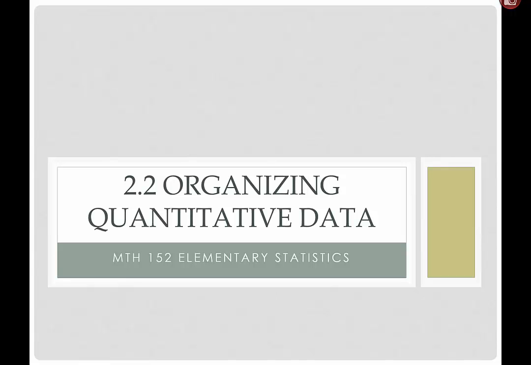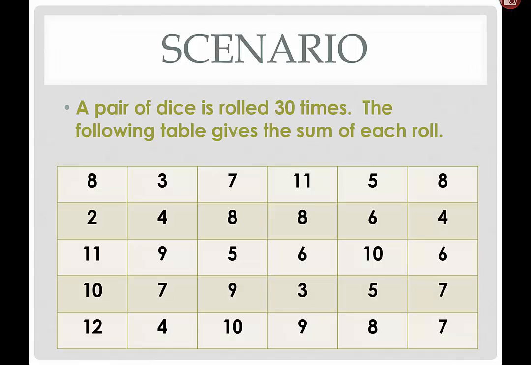In 2.2, we're going to organize quantitative data. So we have a scenario where a pair of dice is rolled 30 times, and the table below gives the sum of each of those rolls. So on the first roll, the sum was 8. Now that could have been a 4 and a 4, it could have been a 3 and a 5, it could have been a 2 and a 6. We don't know. We just know what the sum of the roll was.